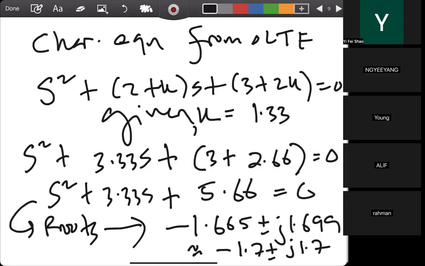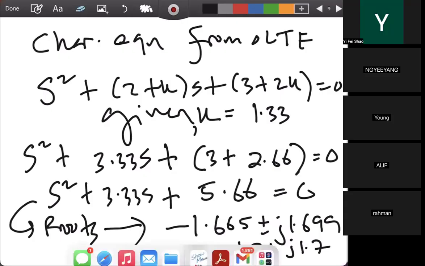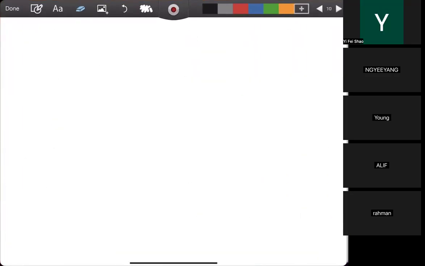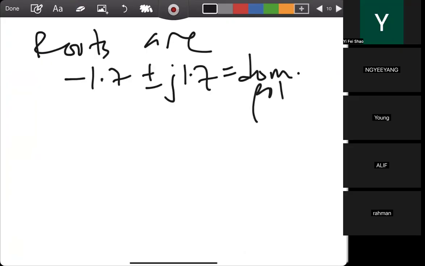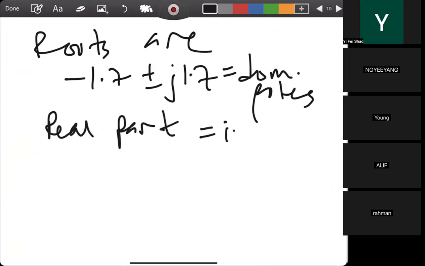So the roots are minus 1.7 plus minus J 1.7, correct? We call it the dominant pole, correct? Real part is equal to imaginary part.